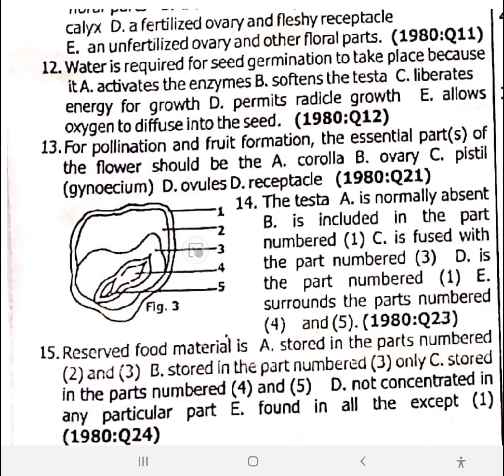Give space and write: non-essential parts of a flowering plant. Calyx, or the sepals. And lastly, corolla, or petals.